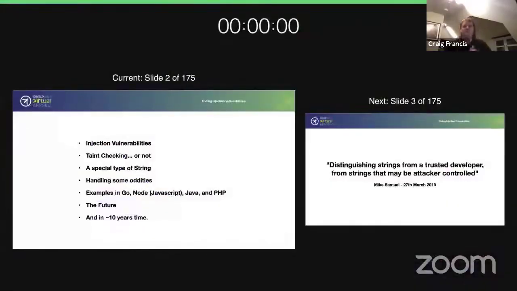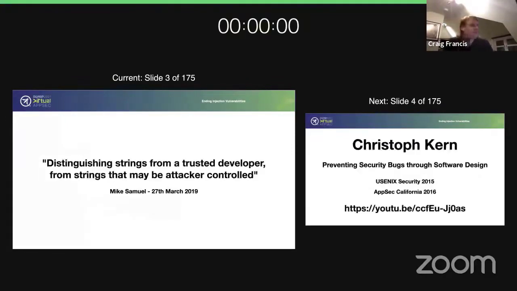So, some taint checking stuff, but we'll move on to a special type of string, handling some oddities, examples in Go, Node, JavaScript, Java, and PHP, the future, and in 10 years' time. The main thing we're going to be talking about is distinguishing strings from a trusted developer from strings that may be attacker controlled. Now, this was a statement that Mike Samuel made in one of the JavaScript repos.